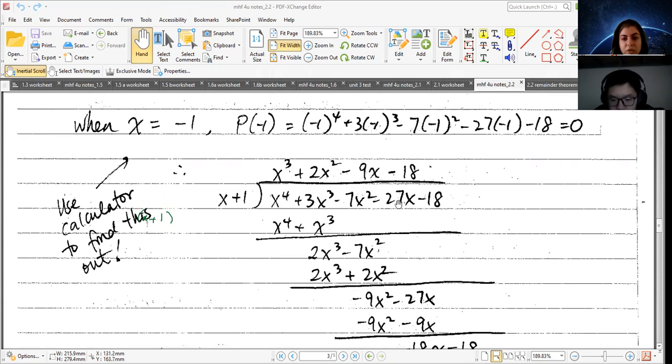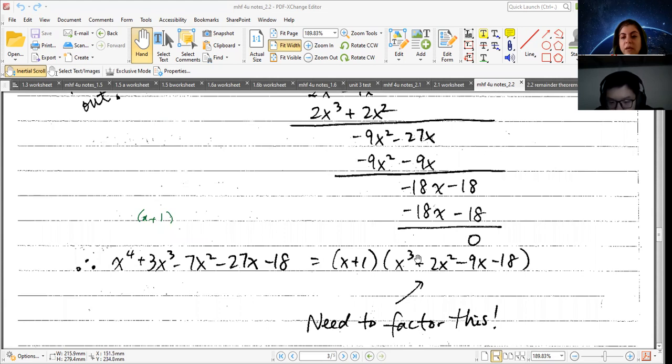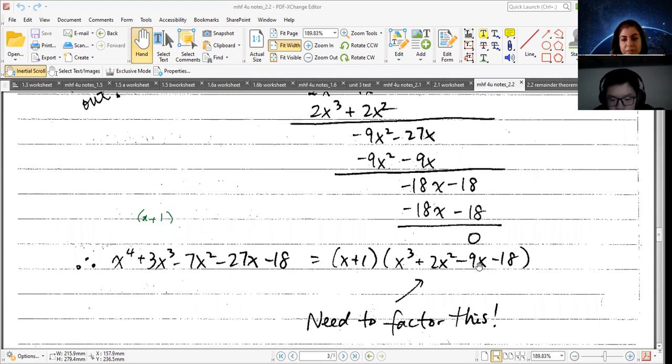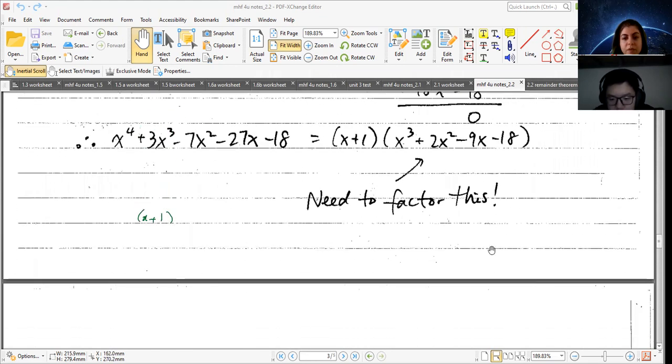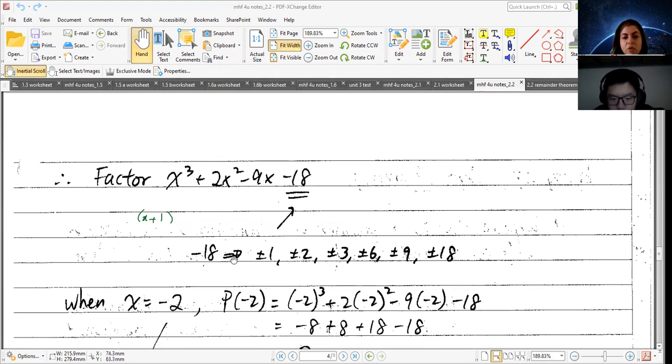Then this one, your dividend is equal to the divisor multiplied by the quotient. As you see, this one is your divisor multiplied by the quotient. But I need to apply another factoring for this and write it in a factor form. I take that here. Again, I'm looking at the constant, write all possible values that are factors of -18.